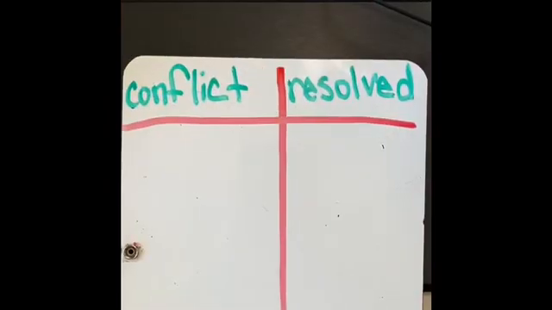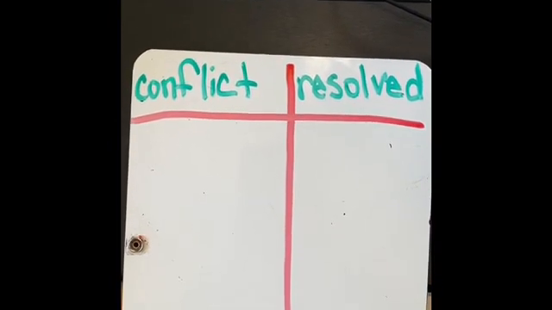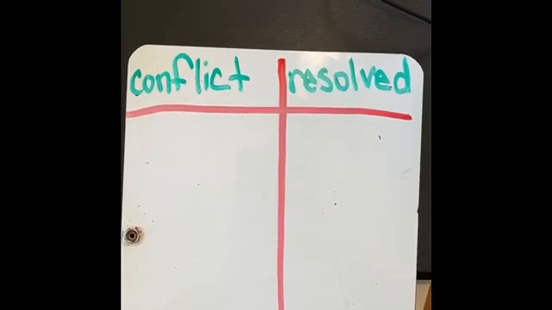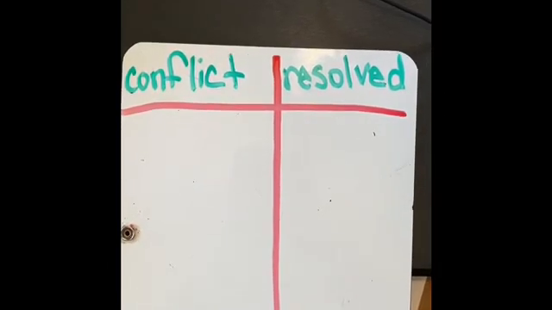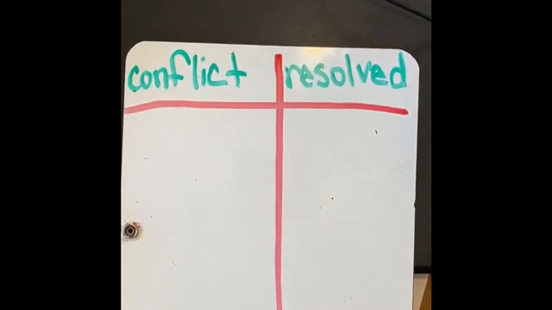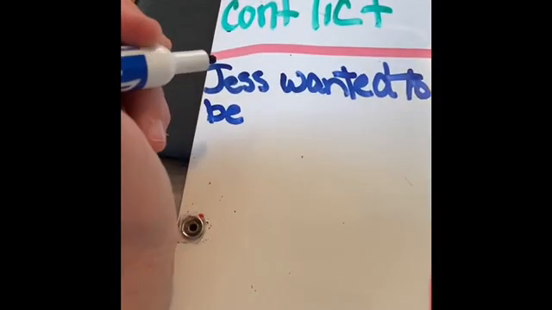In your next available blank page under literary elements, I want you to make a T-chart and label one side conflict and the other side resolved. You can pause this video while you do that. Let's take a look at some of the conflicts. We'll start with the first one that we talked about way at the beginning of the book.